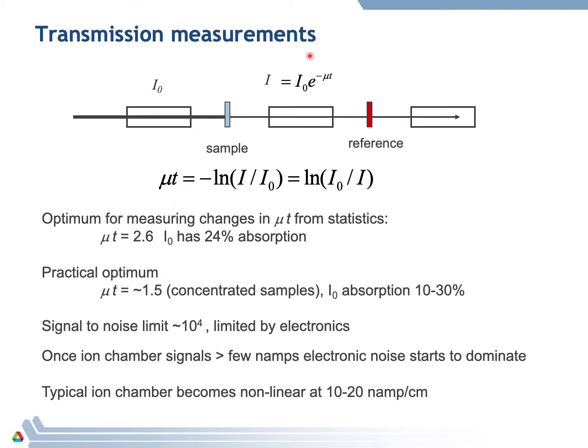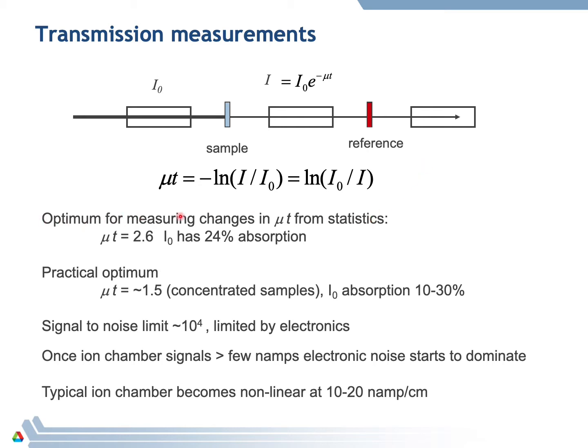And so if we invert this absorption equation, we say that mu t is equal to minus the log of I over I0, or we often plot the log of I0 over I. That's going to give you this mu t. If the sample's thin enough that you still have signal after I, we can have a reference foil, for example, a metal foil. This will check the calibration of the monochromator, make sure that it's not drifting with time.